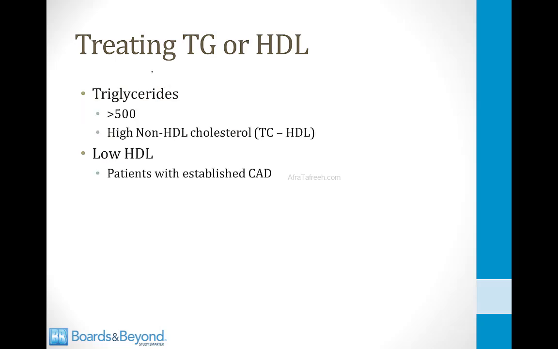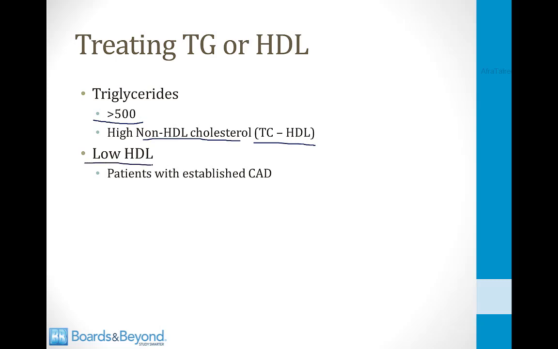On this slide, I've shown a couple of situations where you may sometimes see triglycerides or HDL levels treated. When the triglycerides are over 500, some clinicians will treat this. This is not only to reduce the risk of cardiovascular disease, but also to avoid pancreatitis. And then some clinicians measure what's called the non-HDL cholesterol. This is the total cholesterol minus the HDL. And if this level is higher than accepted norms, sometimes triglyceride levels are treated.